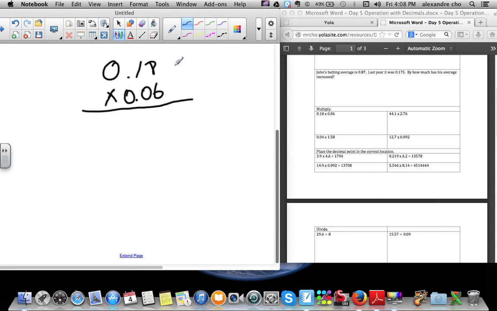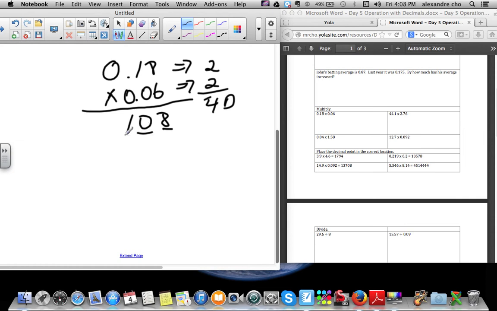Okay, what's important is that you count the number of decimal place values each number has. This one has 2. This one has 2 for a grand total of 4 decimal place values, which is what our answer should have. Okay, the rest is just simple multiplication. And I am not going to multiply the zeros.